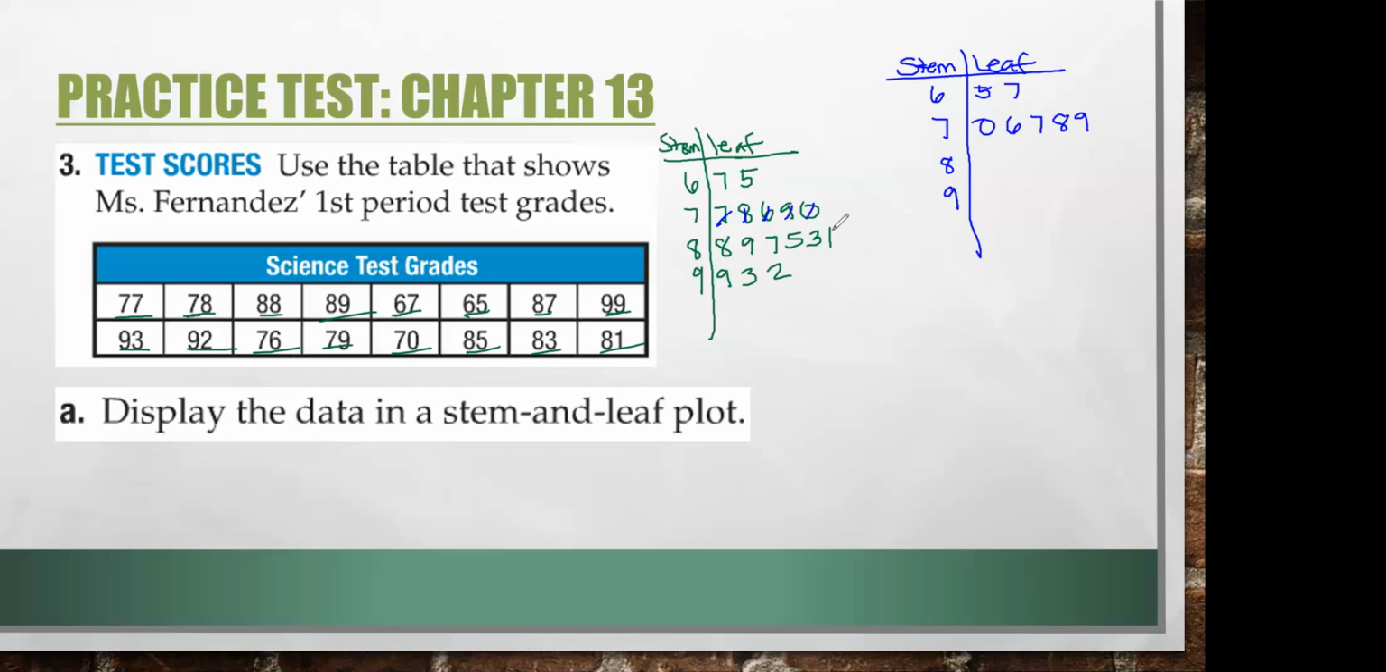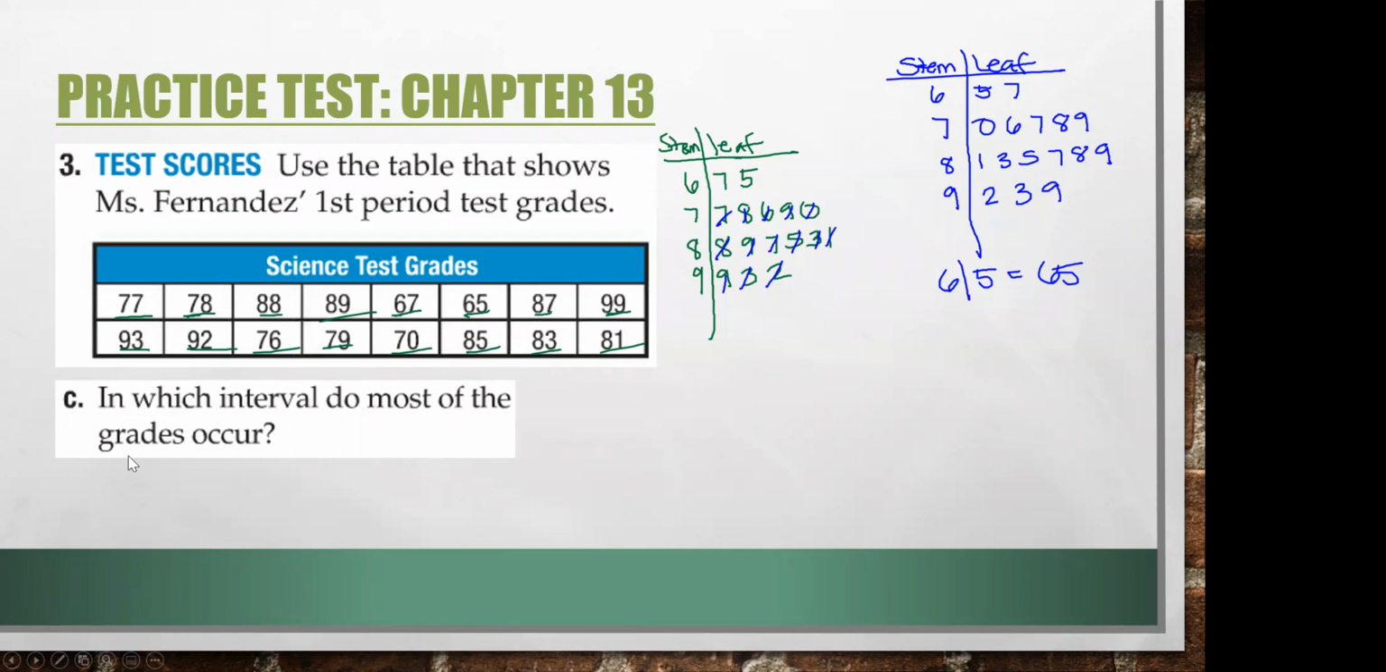And then in the 80s I've got 81, 83, 85, and 87, 88, and 89. So 7, 8, and 9. And then in my 90s, I've got 92, 93, and 99. Okay? And then you should always have a key here. So like 6 slash 5 is equal to 65. Okay? So there's my stem and leaf plot.